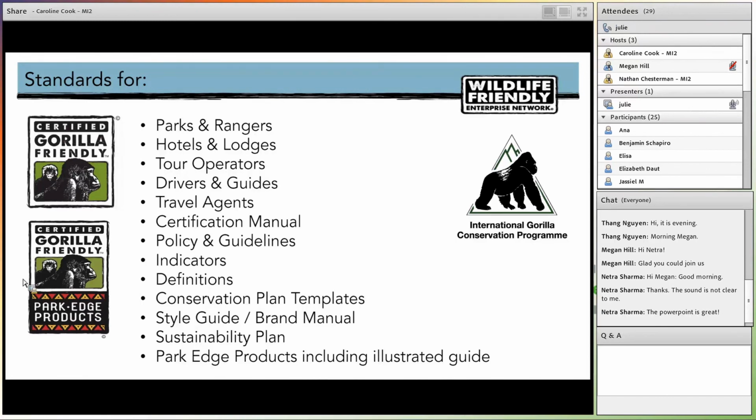This has been a multi-year stakeholder consultation process beginning in 2012. We did a business plan in 2016. We've done scoping audits for the park edge products, starting with Bwindi in 2019. And this year we had training modules for park rangers tested in Uganda and Rwanda. Next, please.